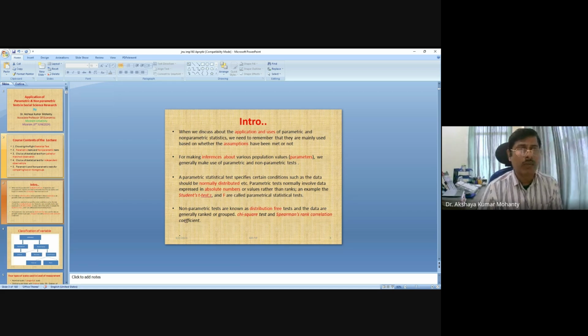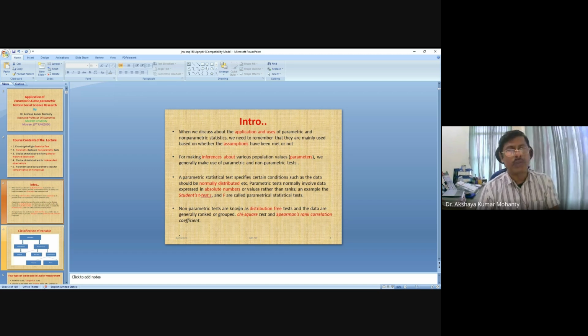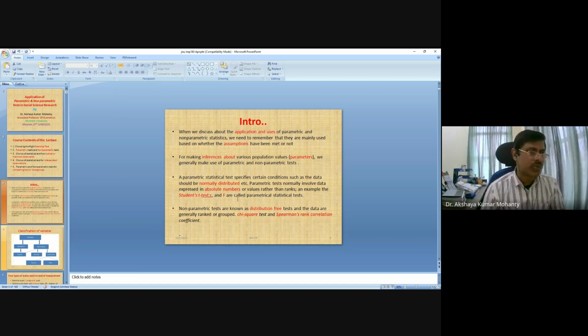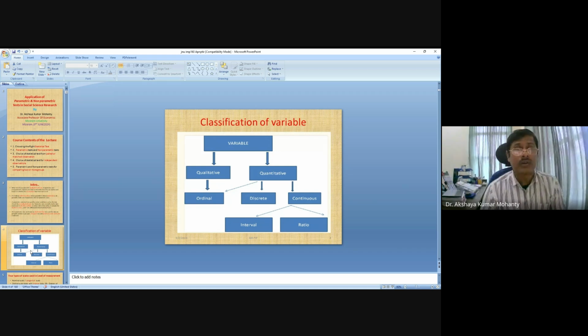The non-parametric test is also known as the distribution-free test, because there is no such normal distribution followed in these non-parametric tests, and data are generally ranked or grouped. For example, the common non-parametric tests we use are the chi-square test and Spearman's rank correlation coefficient test. Now, after giving some introduction about parametric and non-parametric, we have to go for some classification of variables, because if we do not know the variables, then it is difficult for us to understand. So now, in the classical classification of variables, the variable is of two types.